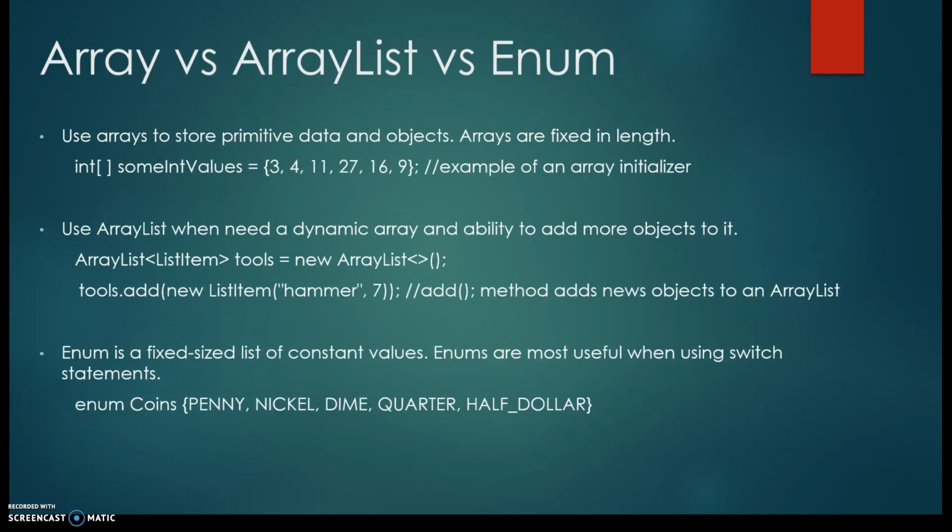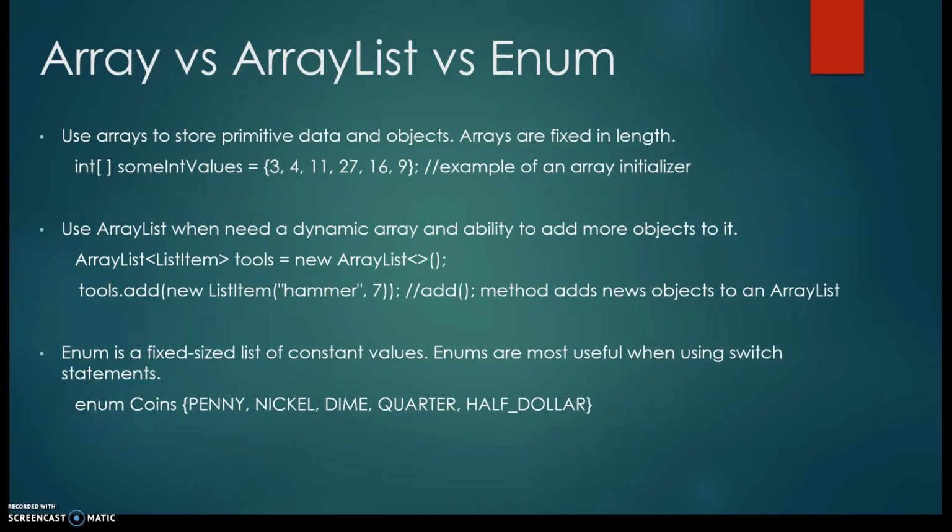Let's talk about arrays and array lists and enums. Use cases for all of them are quite a bit different. Use arrays to store primitive data and objects. Arrays are fixed in length. And here is an example of an array initializer, which declares and assigns some values to an array.